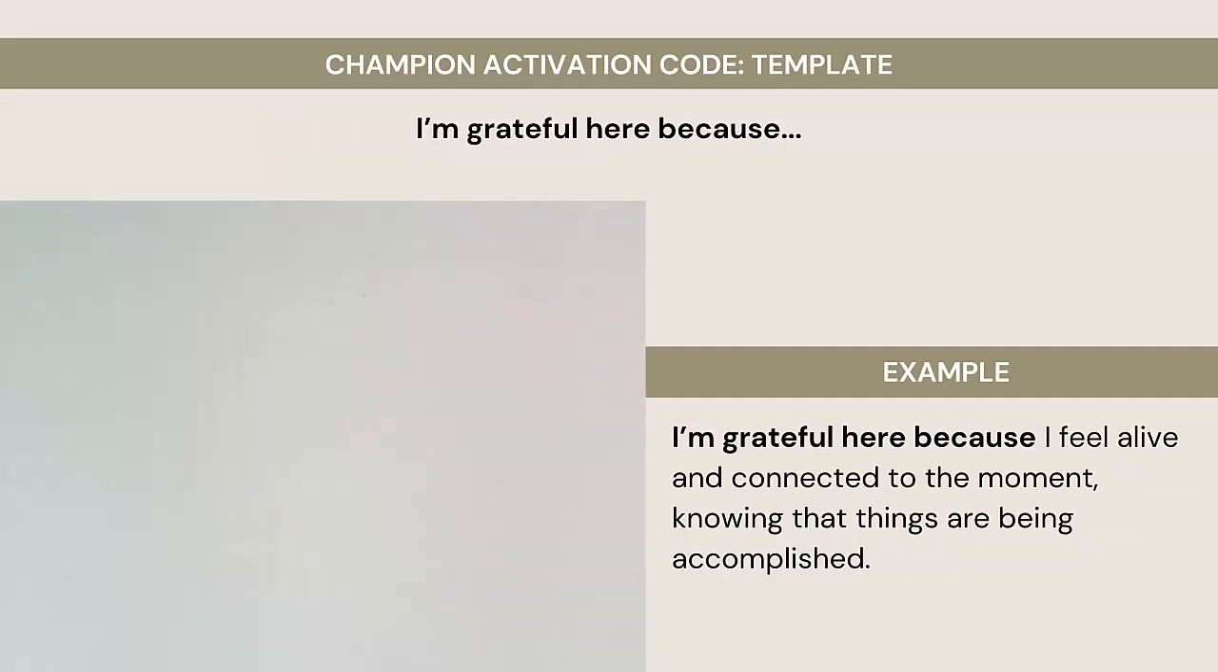The next sentence is, I'm grateful here or in paradise because, and then you're going to fill in the blank. There's nothing that you've written down in your unstuffing questions so far that correlates to this. So you're just going to use your imagination right now and just pull up the reasons why you're grateful. In my example, I said, I'm grateful here because I feel alive and connected to the moment, knowing that things are being accomplished. Take a moment to pause the video and fill in why you're grateful for this.